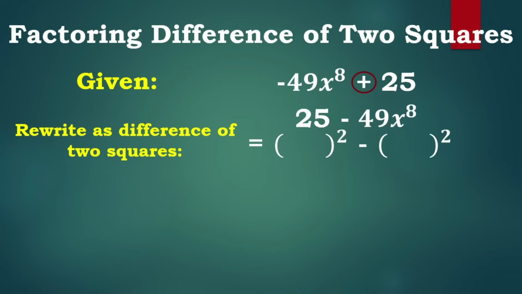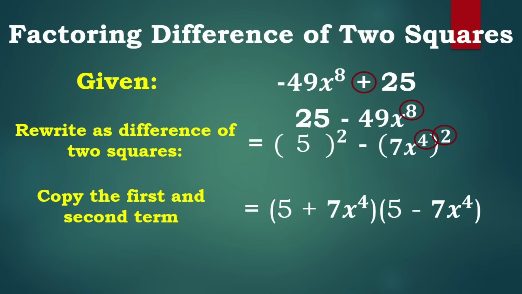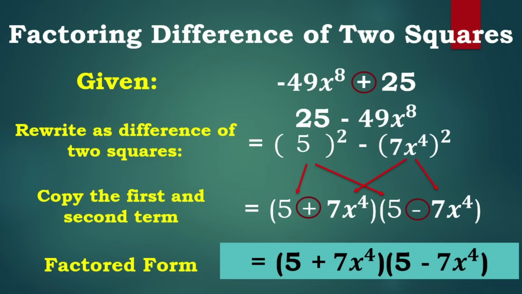Okay, so what is the square root of 25? That is 5. The square root of 49 is 7. Now, bakit siya x raised to 4? Because 2 times 4 is 8. So, let's now copy the first and second term. We have, what is our first term? 5. What is our second term? We have 7x raised to 4. So, we now have the factored form of 5 plus 7x raised to 4 times 5 minus 7x raised to 4. Take note of the sum and difference.